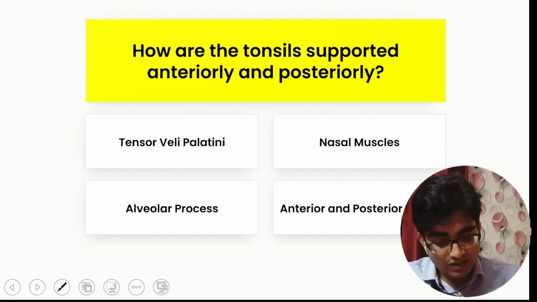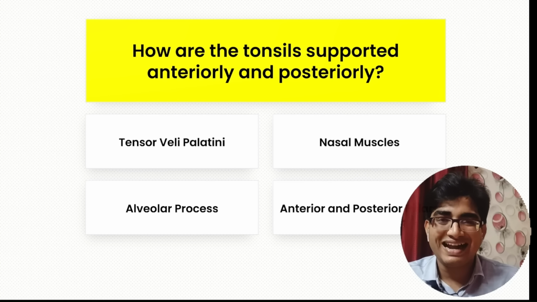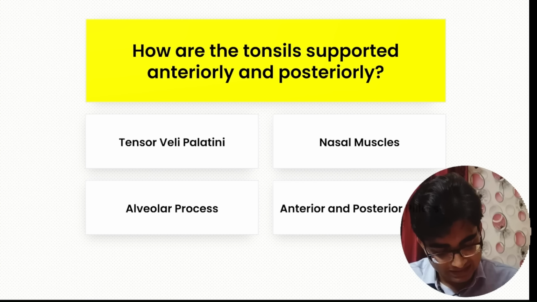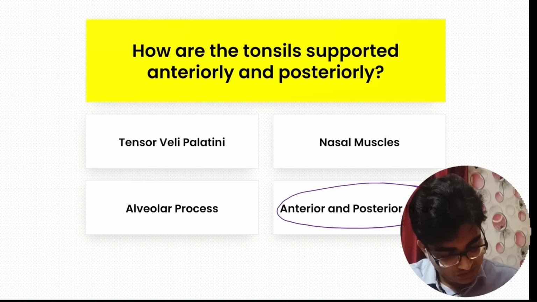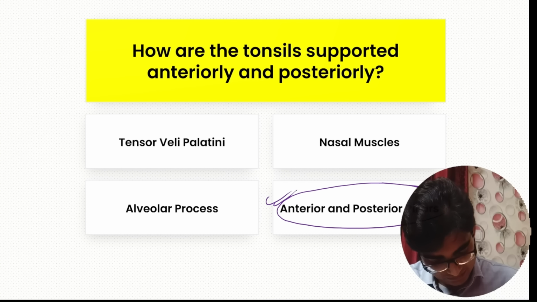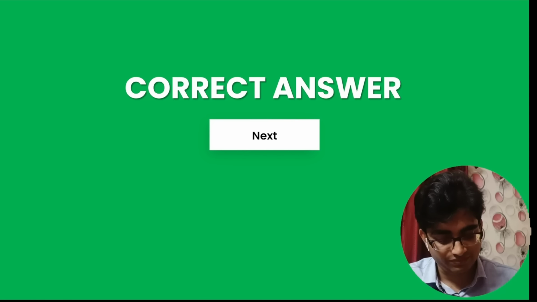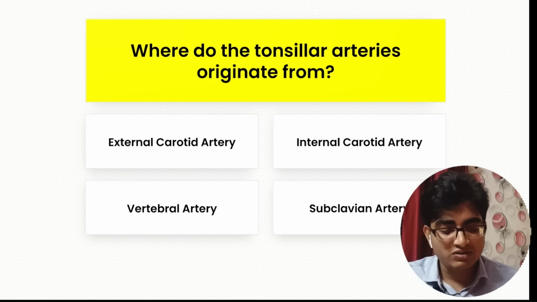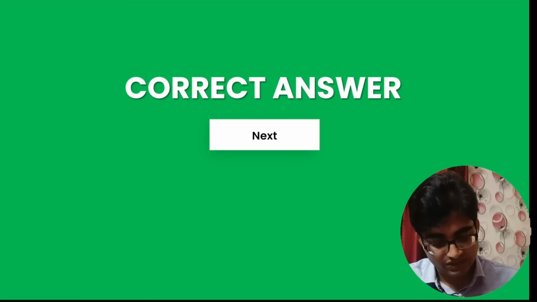Next, how are the tonsils supported anteriorly and posteriorly? I have already said it. It is the anterior and the posterior pillars. Next question, where do the tonsillar arteries originate from? You know very well. What should be the answer going with? Obviously external carotid artery.